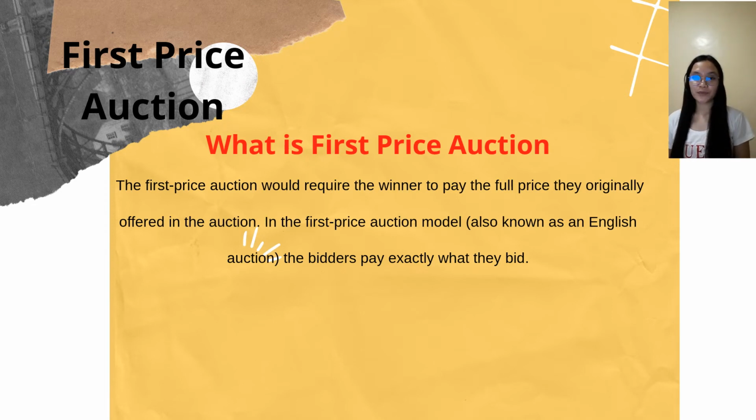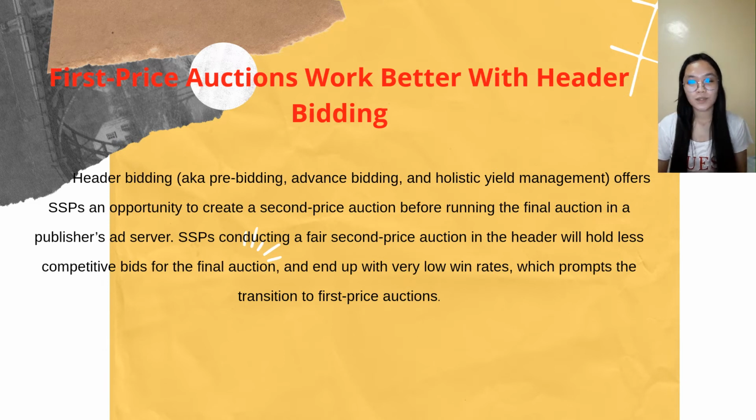When it talks about first price auction, also known as English auction, it means that the bidders pay exactly what they bid. It is a model wherein the buyer should pay exactly the price they bid on any given advertising impression. Let's go to how the first price auction works better with header bidding.